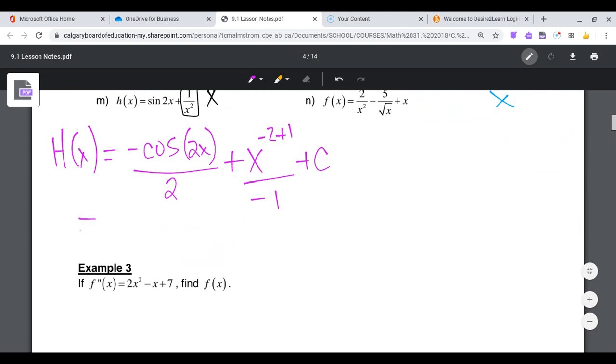And then we will tidy this up. So we have this is equal to negative 1/2 cos of the argument. What is this? Minus, this could just all be 1 on x plus c for h of x.